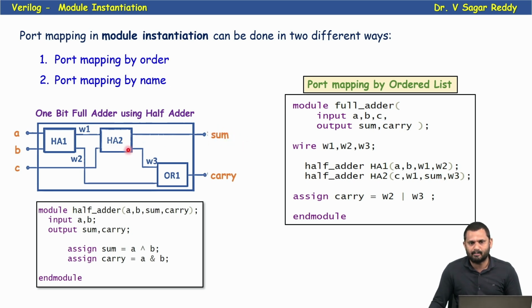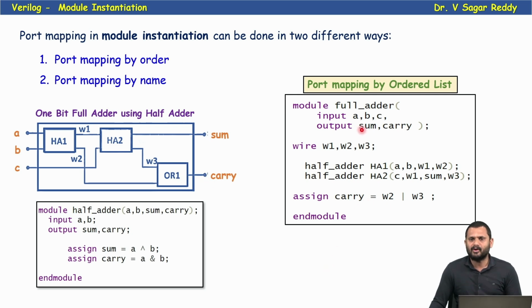Now see this w3. What is w3? Here w3 is connected to the carry of this half adder 2. Now w3 is nothing but the carry of half adder 2. In the same way, there is an OR gate with two inputs, w2 and w3, and we get the carry.